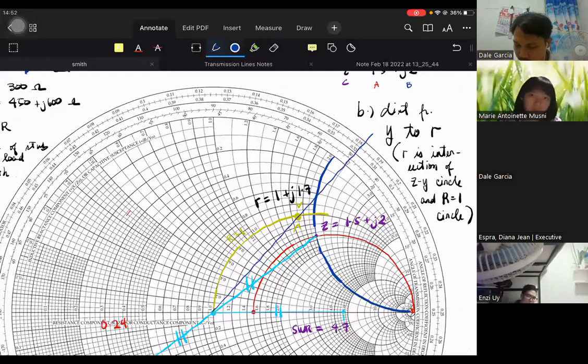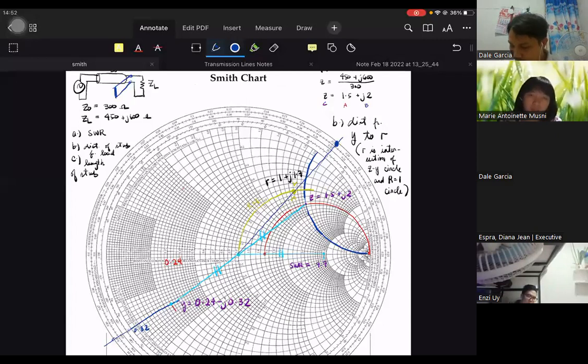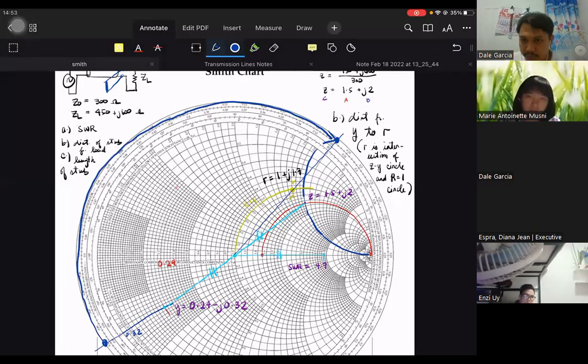That answers letter B, the distance of the stub to the load. It is an electrical distance in terms of lambda. So just go on, okay? At least we know how to read the Smith chart. Don't worry, we won't be made to solve this. Electrical distance is measured on the outermost circumference of the Smith chart, no? So we measure that if we are no longer looking at the tablet.